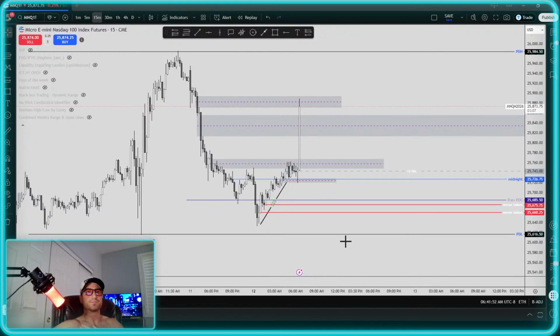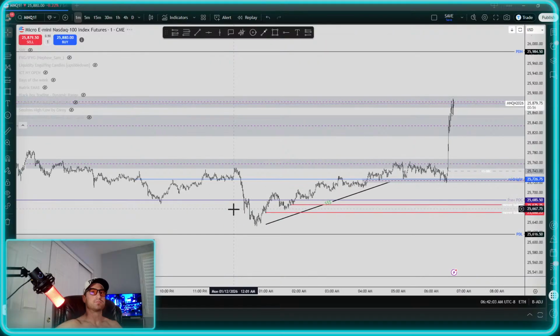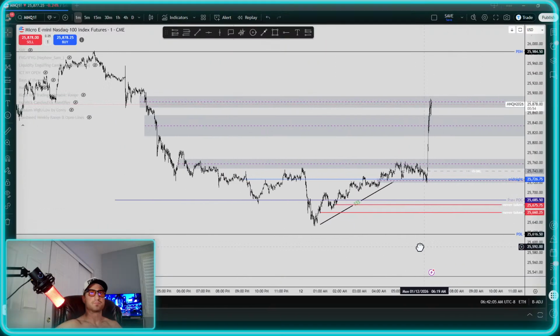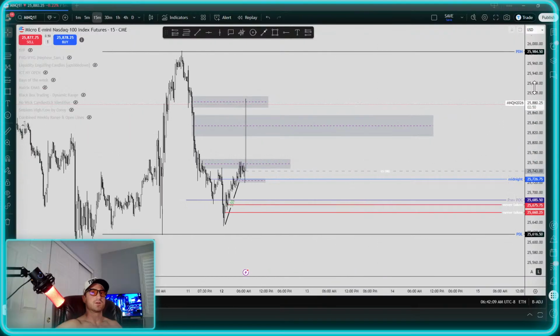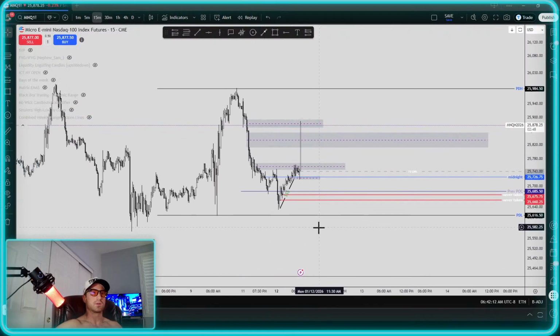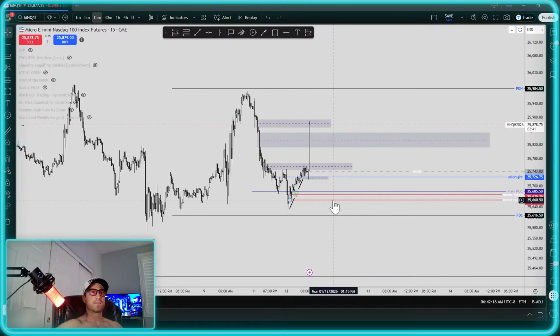Alright, chat. This is just a crazy open, you know? It's like, what do you do here? You're not chasing nothing. I mean, this is a very strong open. I don't see this reversing. All this selling pressure overnight just got wiped out in the open.